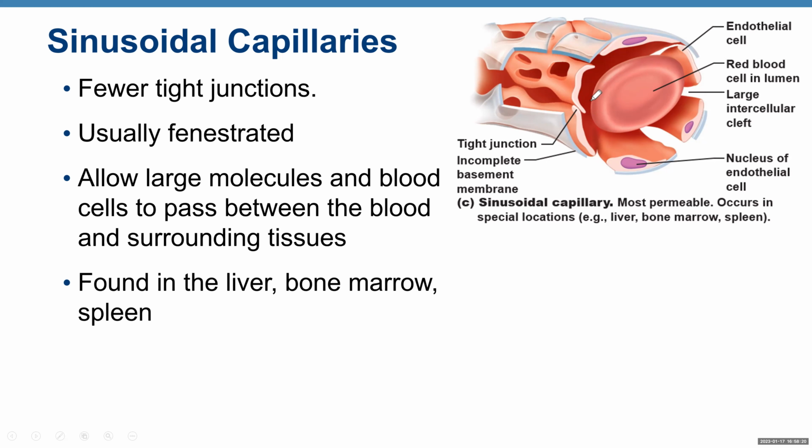Well, in the places where you destroy non-functioning, old, damaged blood cells. That's going to be your liver, your spleen, your bone marrow. In the bone marrow, you also form new red blood cells and white blood cells, so you need those cells to be able to move in and out of the capillaries. That's where you find the sinusoids, which are most permeable and allow larger molecules and even blood cells to leave the blood vessels.